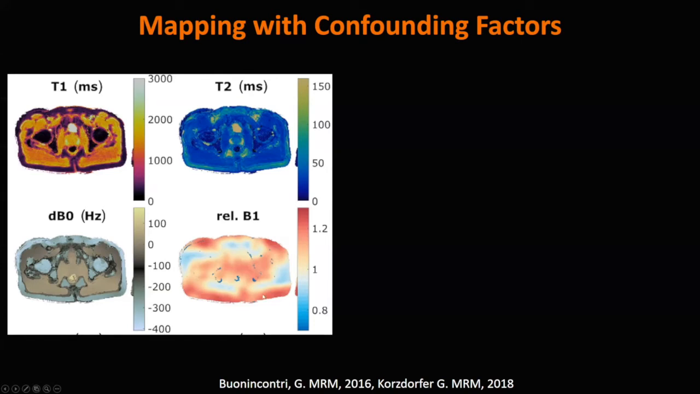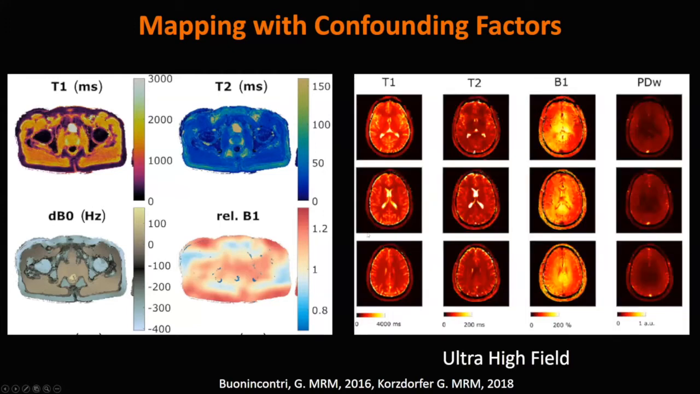So one way of applying this concept is that there's a group applying MR fingerprinting to ultra high field. As you can see from the maps, T1, T2 maps were quantified along with the B1 map. As a result, the T1, T2 maps are less affected by this very severe B1 inhomogeneity. Another benefit of mapping with confounding factor is that the resulting T1, T2 can be more robust as well.